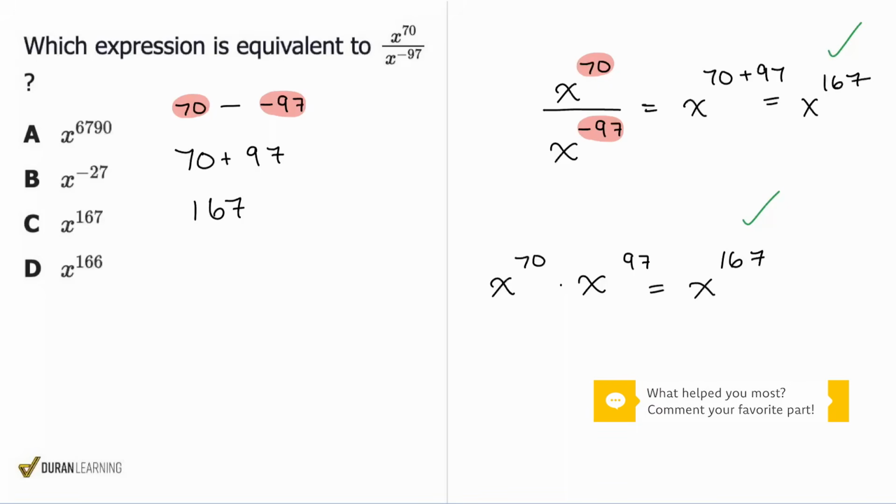So hopefully we notice that. Hopefully we can see that. But the correct answer nonetheless is answer choice C.